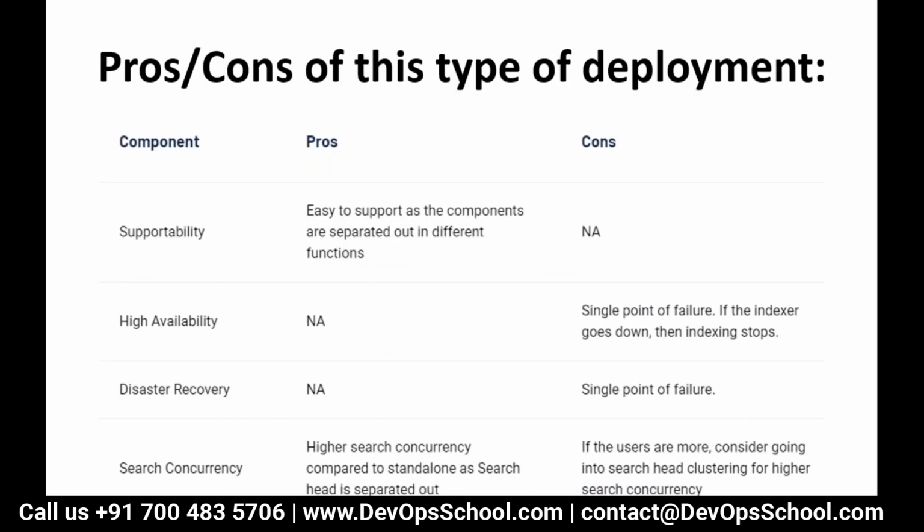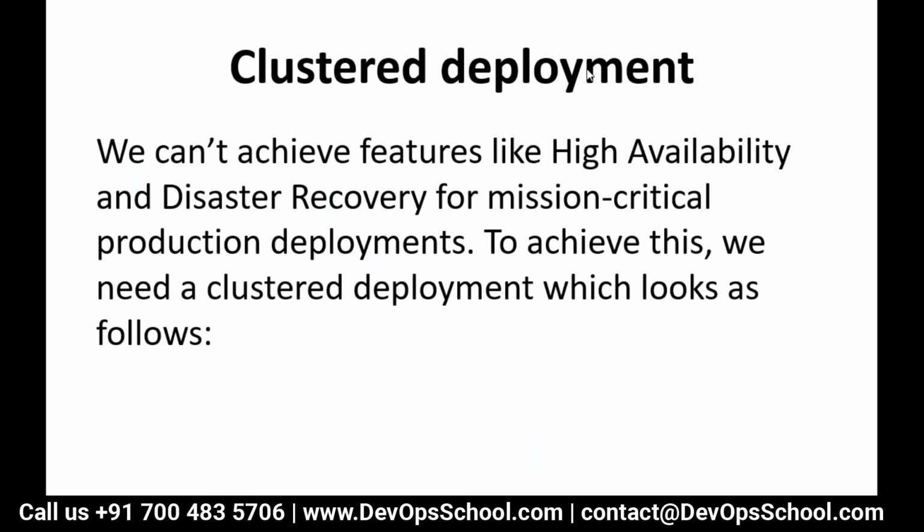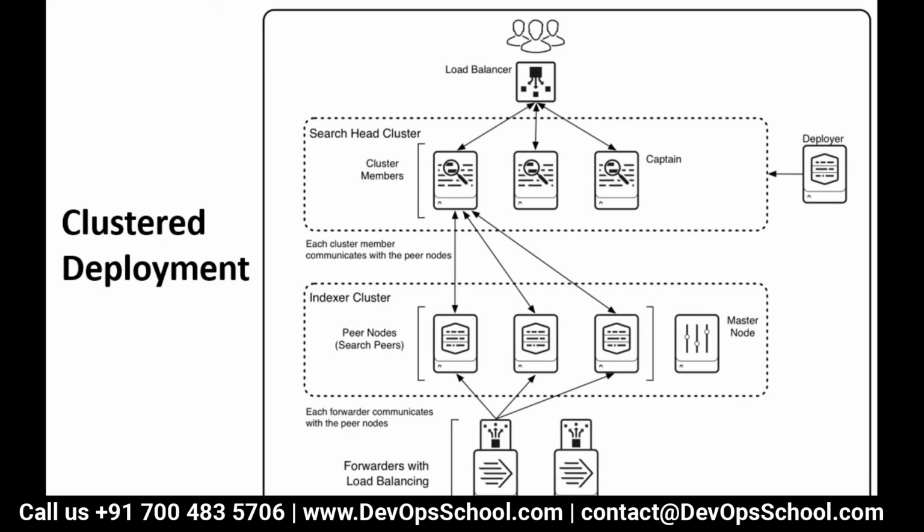Now to overcome this, you set up a clustered deployment. You set up a search head cluster and an index cluster also. In this case, you get everything. Look at this image very carefully. This is a clustered deployment. In the clustered deployment, you have multiple search heads. How can you hit one of the search heads? Through the load balancer, which you set up. You hit the load balancer, which passes the request to a search head.